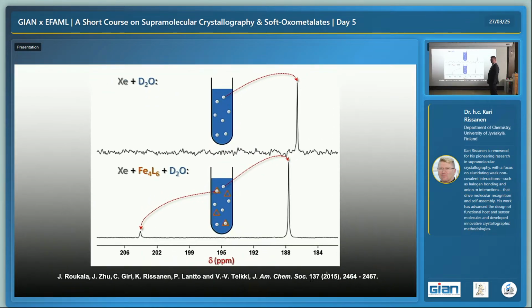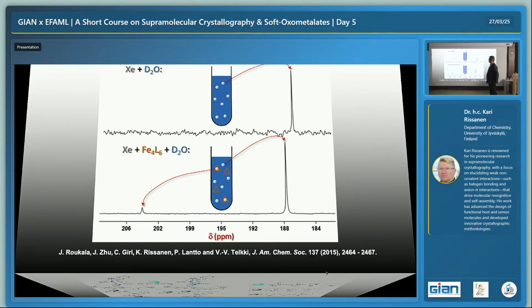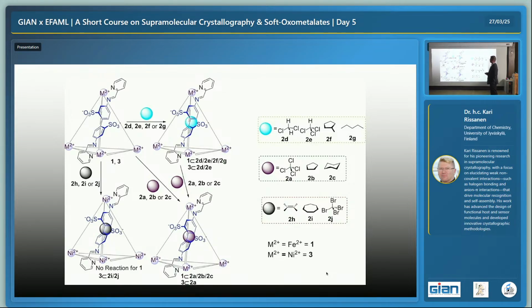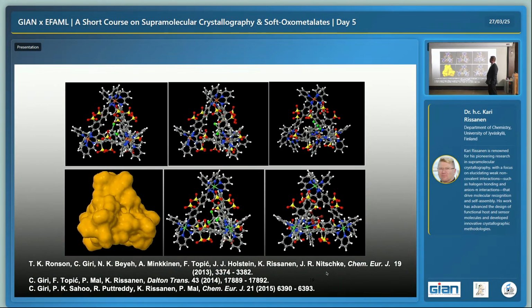We didn't have the X-ray structure of that, unfortunately, but we had a very nice NMR. We can see in the NMR, okay, yes, here we have cages where the xenon is encapsulated. It happens by itself. So we continued the work ourselves. These are similar cages, but now with different guests in there, and then we got a lot of X-ray structures.